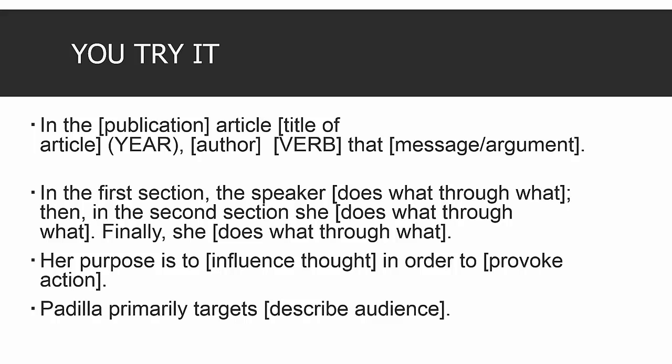In the first section, Padilla, whatever she does, if that happened in that section, then you have a semicolon. Then in the second section, then what she did, the what, and then the how. And then finally, then what, and how. That's the second sentence. That part might be 2 sentences long because it could be pretty long if you try to put it all together. But it should be no longer than 2 or 3 sentences.